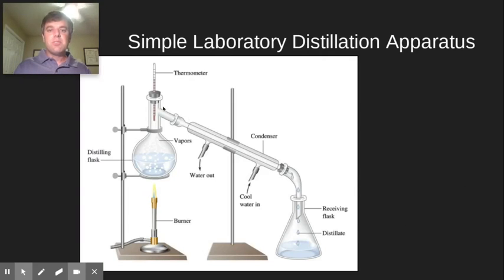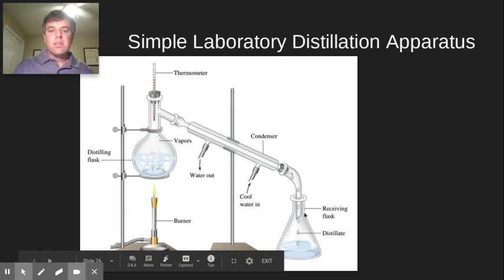So I just want to leave you with this. This is a diagram of a distillation apparatus. For instance, if you put salt water in here and you start it boiling, the water vapor will boil. It goes into this condenser, which uses water to cool it off. And then the water will drip down here, and you can collect the water while the salt is left behind.